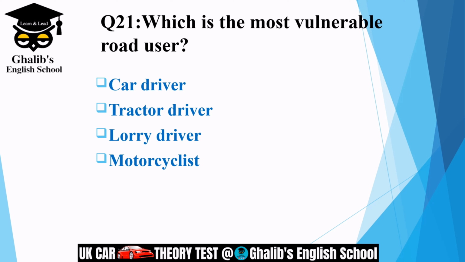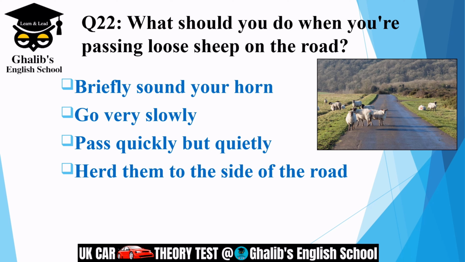Question 21. Which is the most vulnerable road user? Car drivers, tractor drivers, lorry drivers, or motorcyclists? So the most vulnerable road user among these is motorcyclists. Question 22. What should you do when you are passing loose sheep on the road? Briefly sound your horn, go very slowly, pass quickly but quietly, herd them to the side of the road. So if you cross these loose sheep, you should go very slowly.